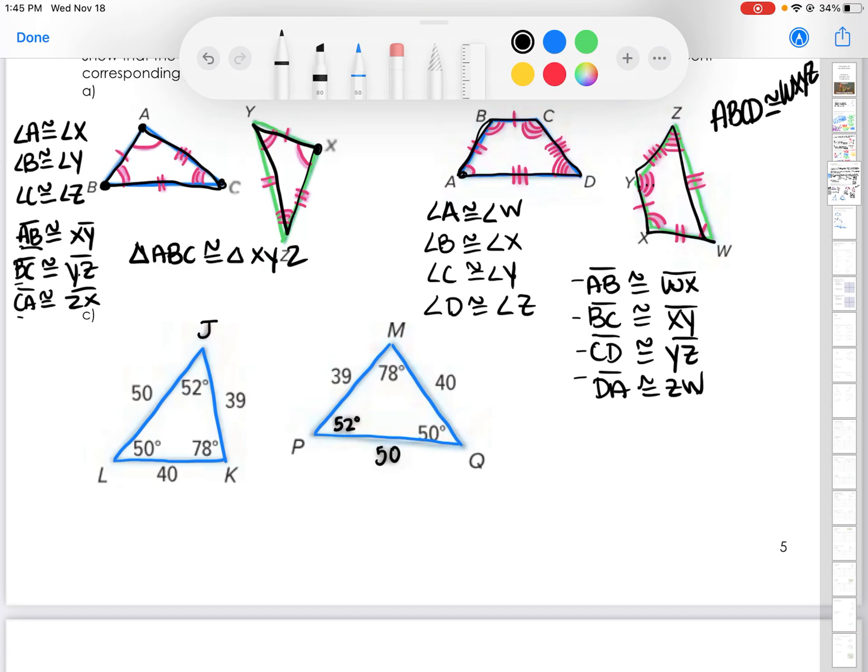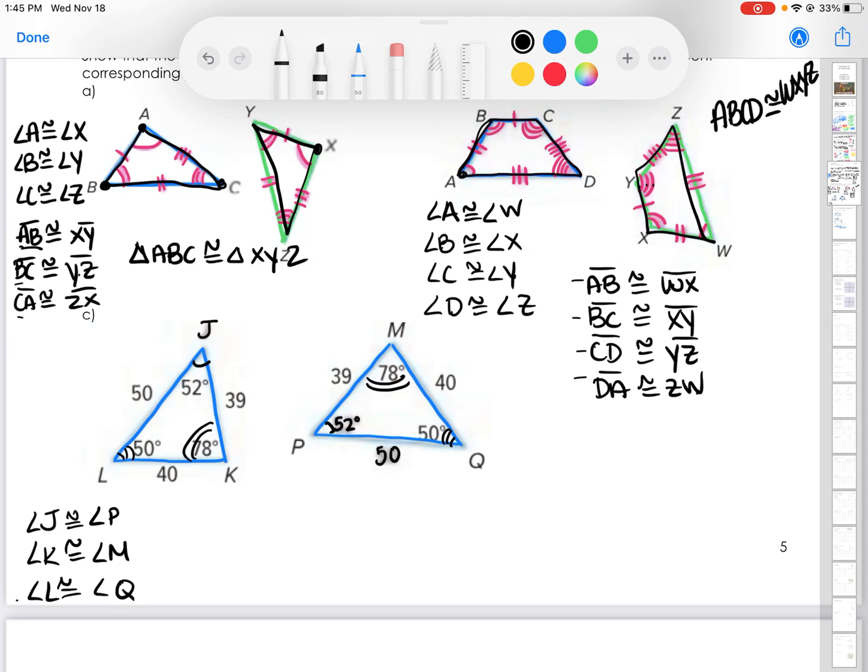So let's see, let's start, I'm just going to go alphabetical. So let's start with J. So angle J is 52, which means that's congruent to something else that's 52. So that's angle P. Angle K is 78. Who else is 78? M. And then angle L is 50. 1, 2, 3. And the other 50 is Q.